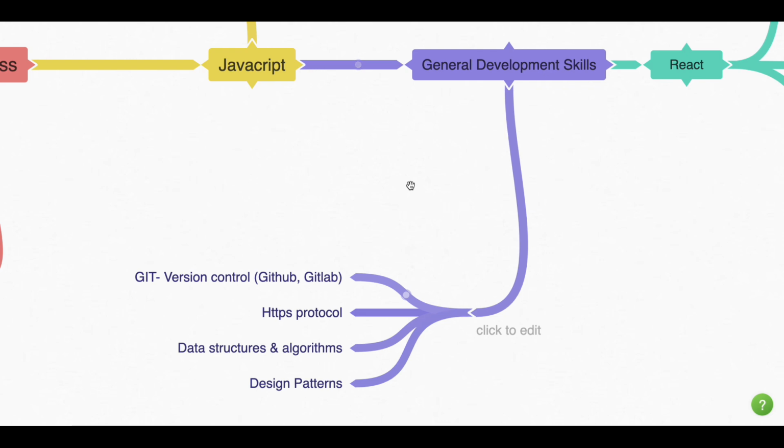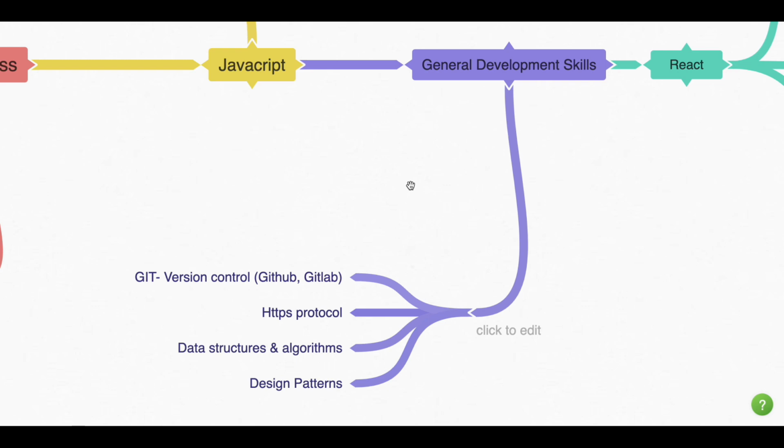The third section is general development skills. In this section, we are going to talk about Git, HTTPS protocol, data structures and algorithms, and design patterns. These topics are very important to become a good web developer. Git is an open source version control system designed to handle everything from small to large projects with speed and efficiency. The next is HTTPS protocol. These are some important topics you should know as a web developer.